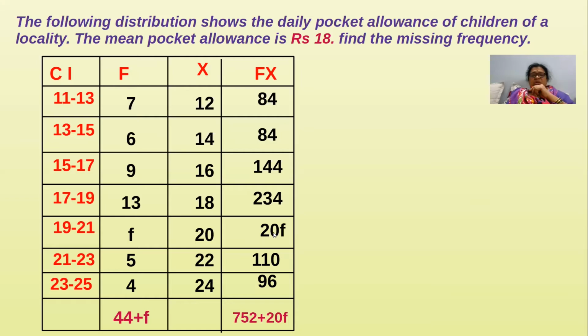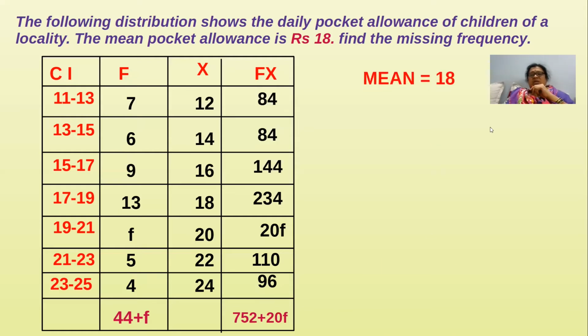So we will put this 20f aside and we will add the remaining numbers. We will get 752. To that we will add 20f. So this is sigma fx, and for sigma f also we will put the f aside and we will add the remaining numbers. When we add, we'll get 44, and finally we'll add f, that is 44 plus f.